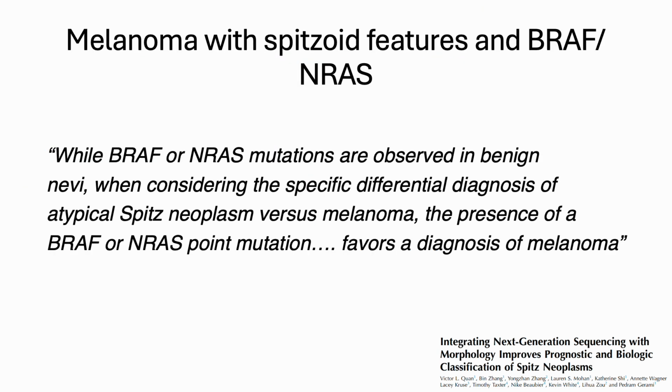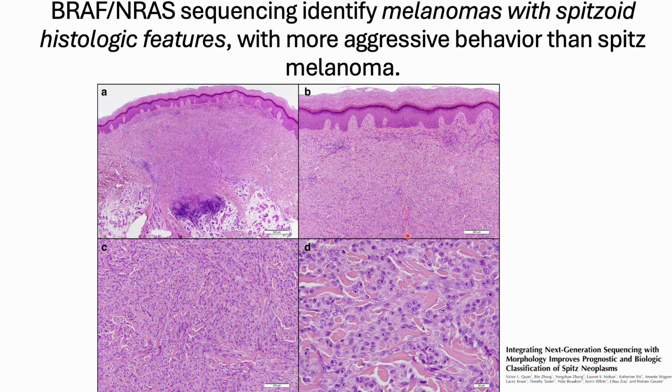So in terms of practical applications, while BRAF or NRAS mutations are observed in benign nevi, when considering the specific differential diagnosis of atypical Spitz neoplasm versus melanoma, the presence of a BRAF or NRAS point mutation favours a diagnosis of melanoma. So here's an example of that.